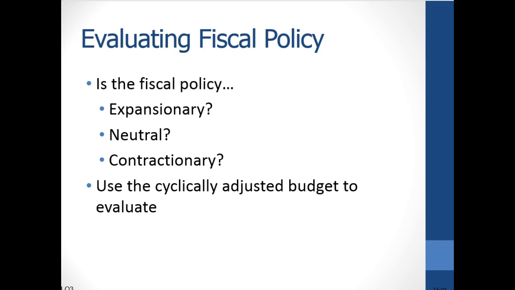Now, fiscal policy is expansionary when the cyclically adjusted budget deficit is 0 one year and there is a deficit the next year. Fiscal policy is contractionary when the cyclically adjusted budget deficit is 0 one year and followed by a cyclically adjusted budget surplus the next year.